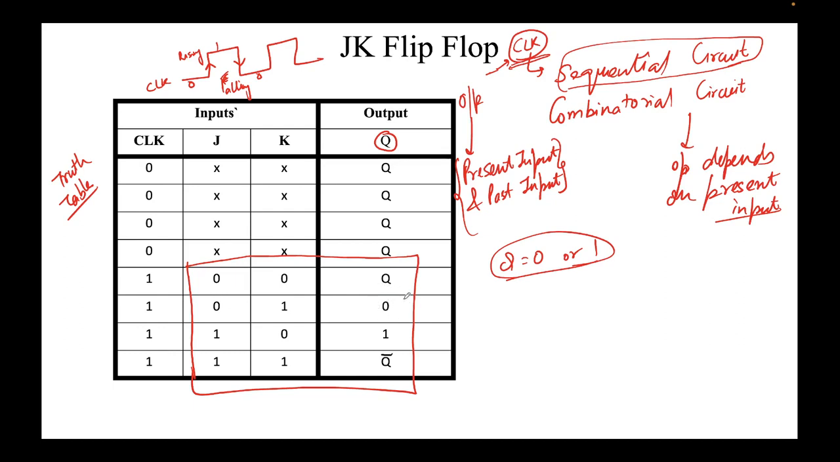Similarly, if the value of J is 0 and the value of K is 1, the value of Q will now become 0. On the other hand, if the value of J is 1 and the value of K is 0, the output will become 1. And finally, if both the inputs are 1, then the output will invert itself.